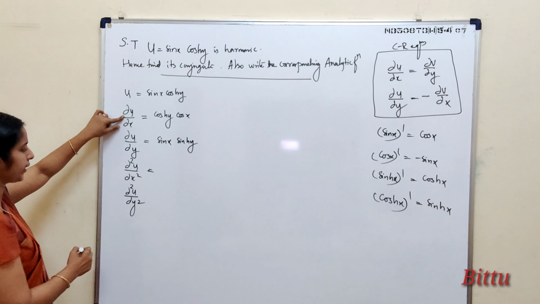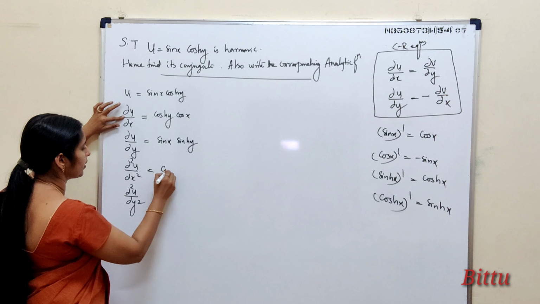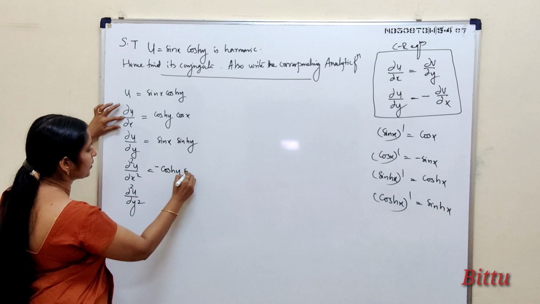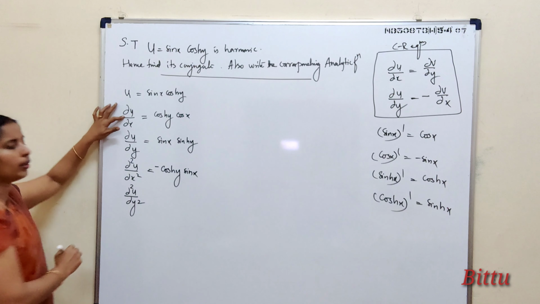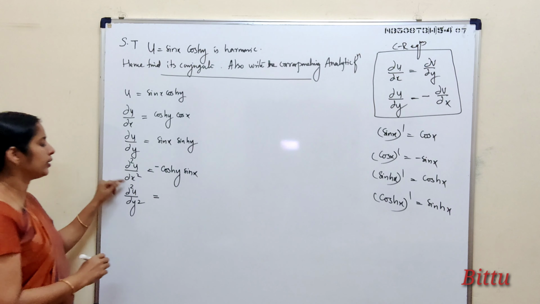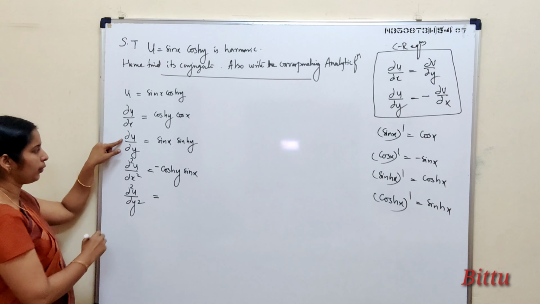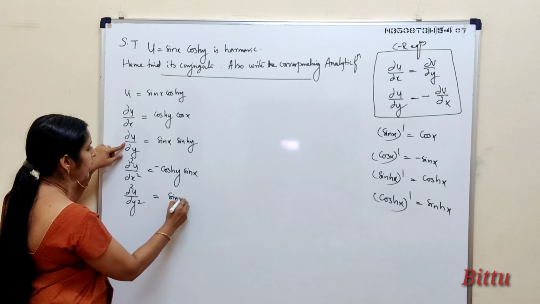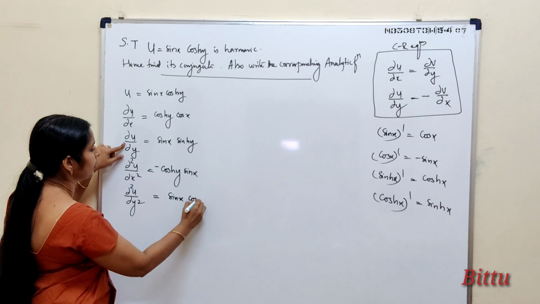Next, dou square u by dou x square. You look at dou u by dou x. Here you keep y as a constant, so cos hy is a constant. You write the derivative of cos x. It is minus sin x. So dou square u by dou x square is minus cos hy sin x. Again, dou square u by dou y square. You look at dou u by dou y. Here you keep x as a constant. So sin x into the derivative of sin hy, which is cos hy.